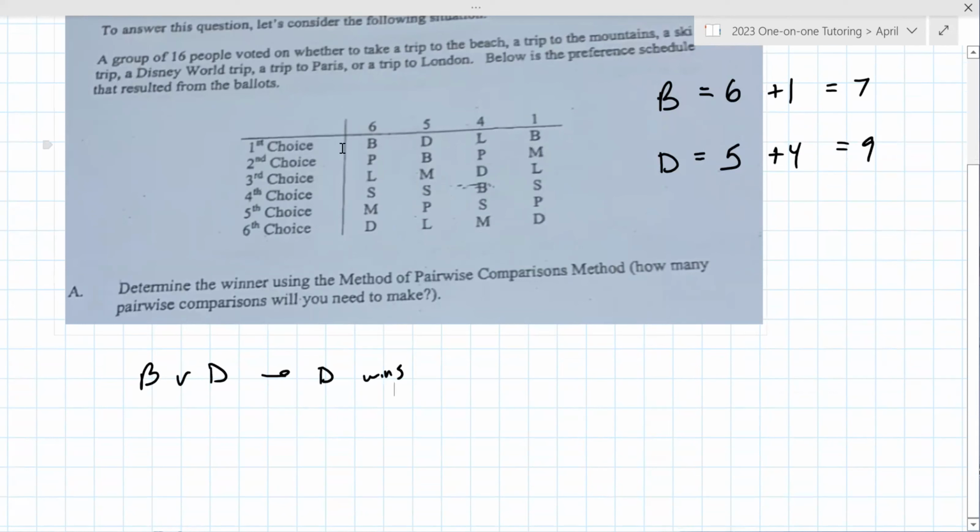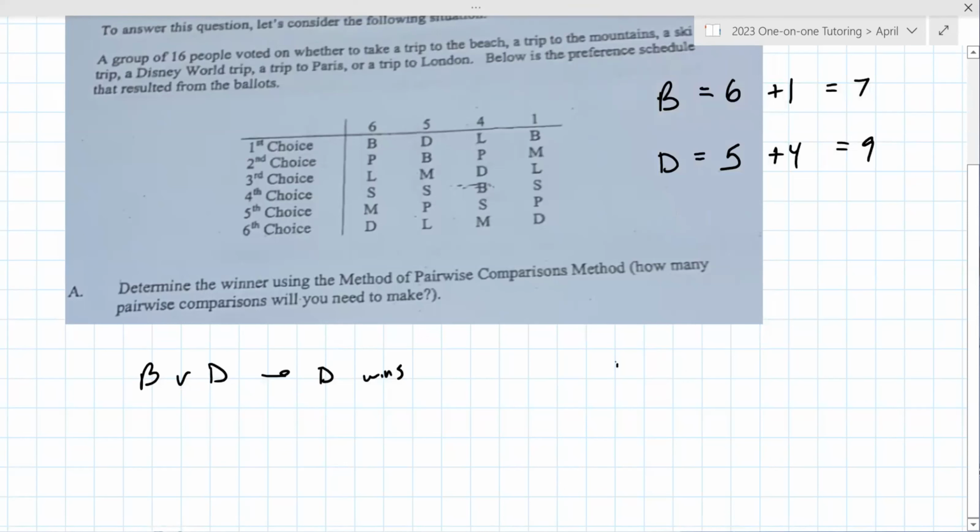All right, now let's compare another one. Let's compare B and I'll just go to P, for example. So B versus P. You look at the, and you actually have to restart here. I mean, I'll do that. So you really have to restart.